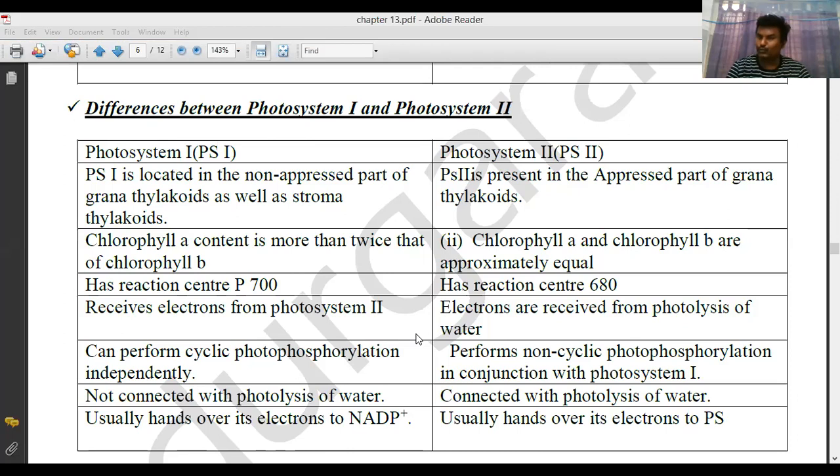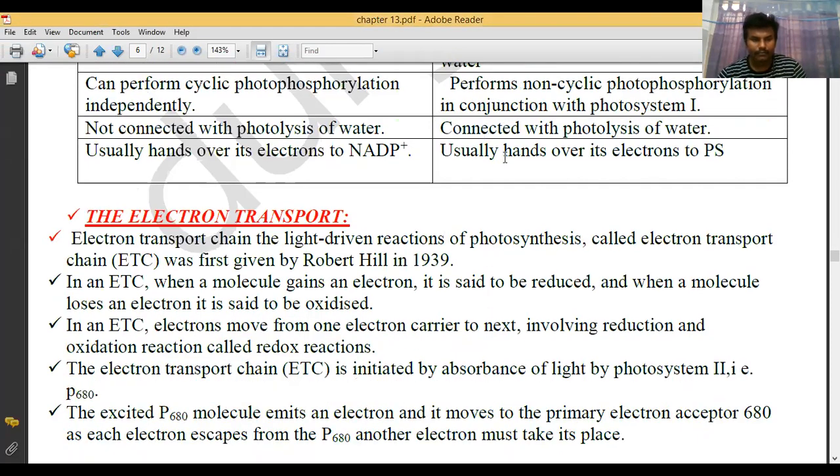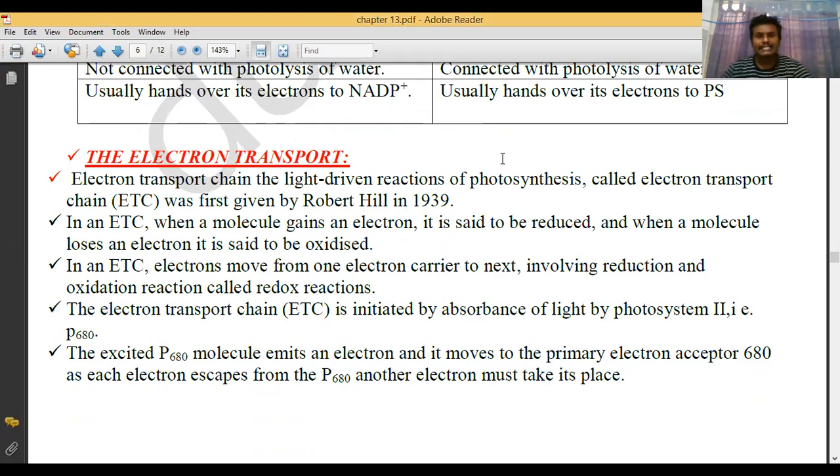So these are the differences between photosystem 1 and photosystem 2. These are not given in the textbook specifically, but they are important, that's why I have given them. Next, the electron transport chain.